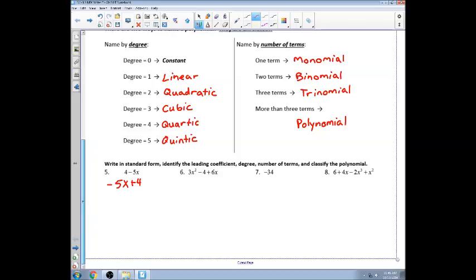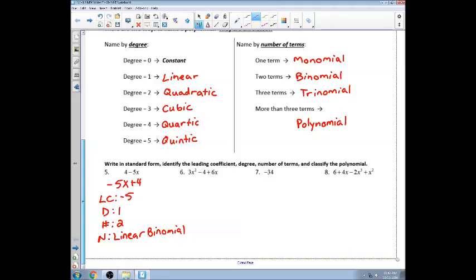Okay, now we need to identify the leading coefficient. That would be negative 5. My degree would be 1. The number of terms would be 2. So the name would be what? It's going to be a linear binomial.